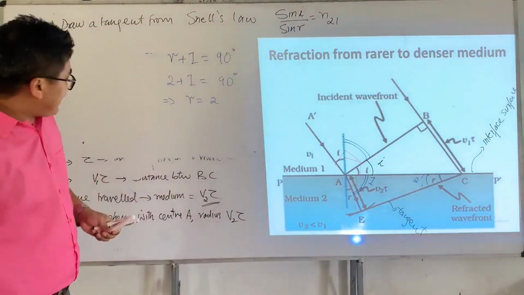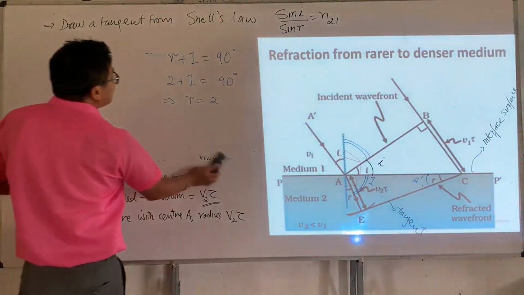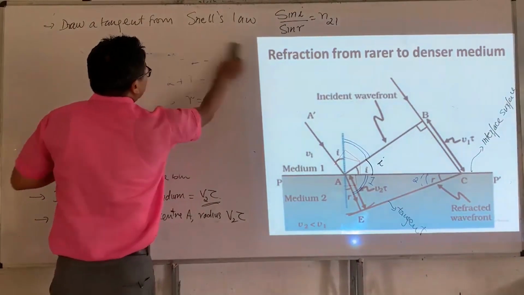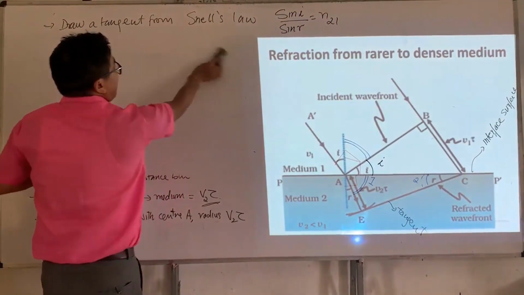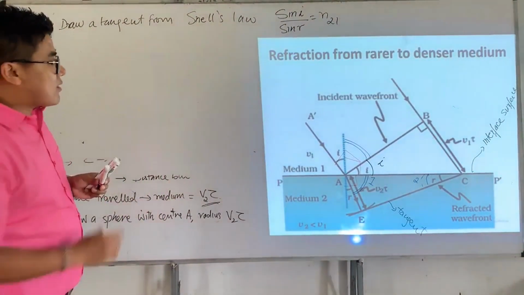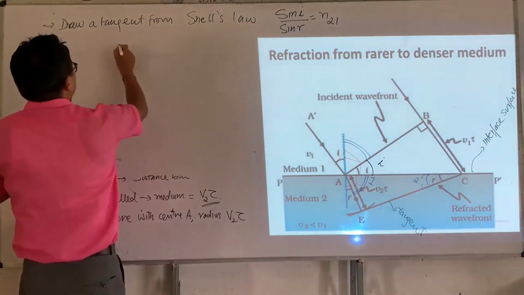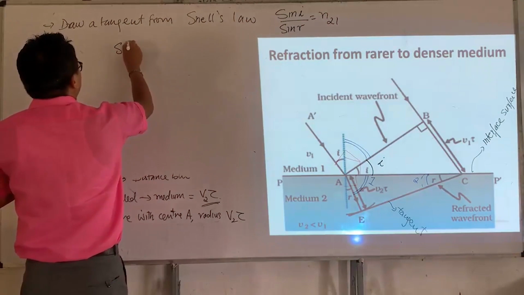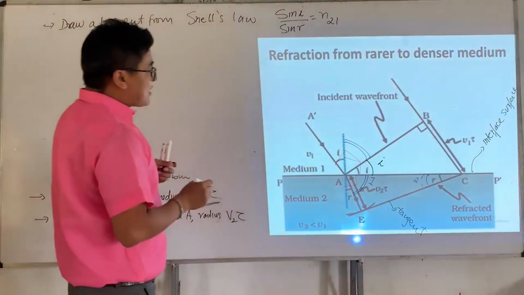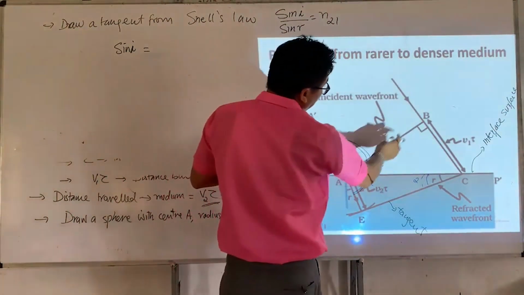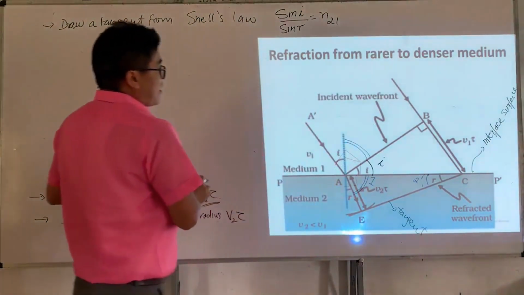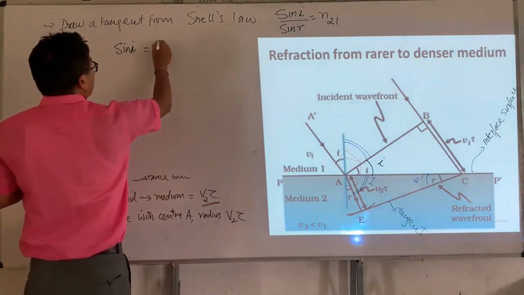So once we obtain this, then what we can do is use the sine formula, right? So what is sin I? Sin I is equal to perpendicular divided by hypotenuse. What is the perpendicular?